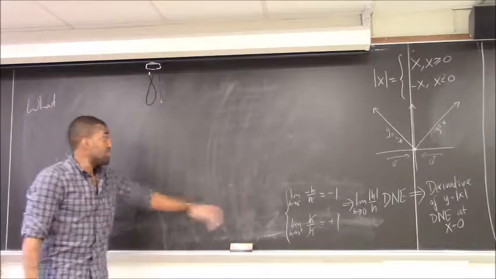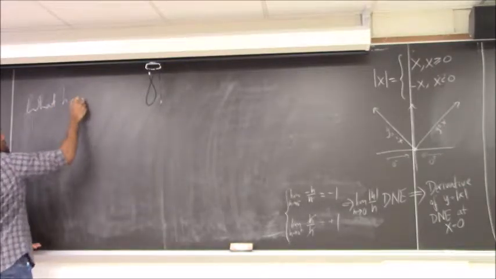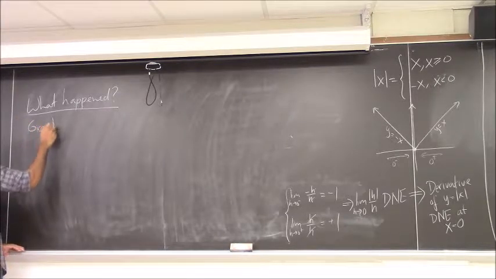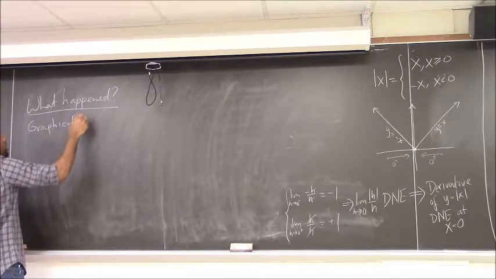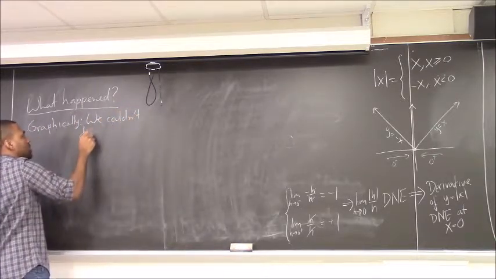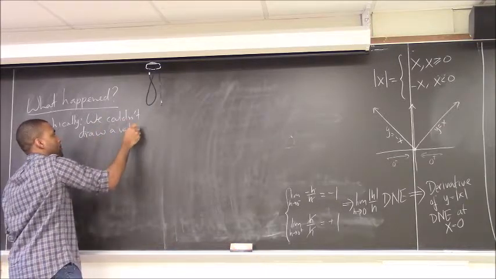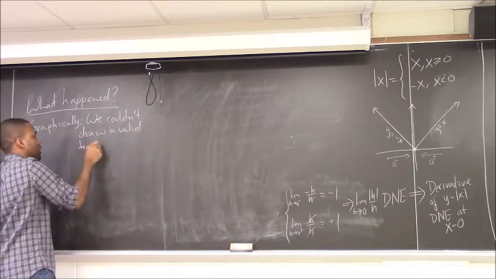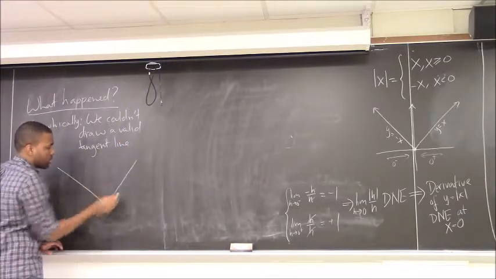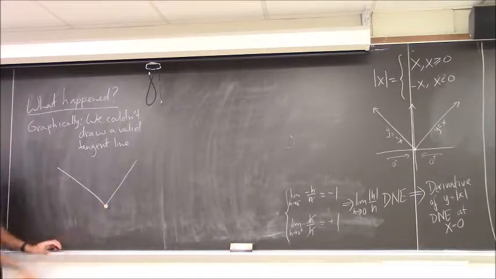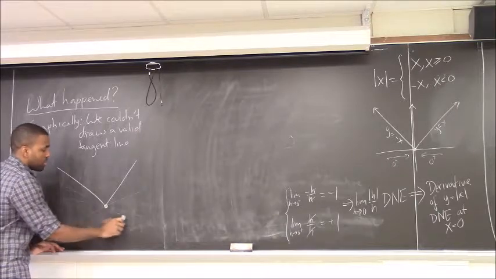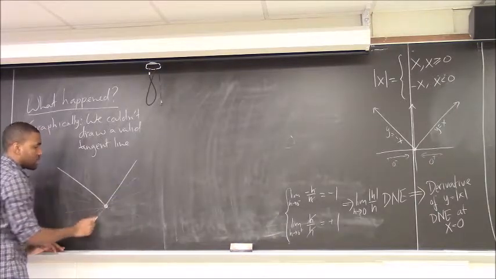So computationally we can see that the limit doesn't exist, but really what happened? Graphically we can see the following happened. We couldn't draw a tangent line, was the point. If you see a function with a sharp corner, what is the tangent line through that point? You can draw a bunch of straight lines through that point, but none of them will actually serve as a tangent line, because what is a tangent line?